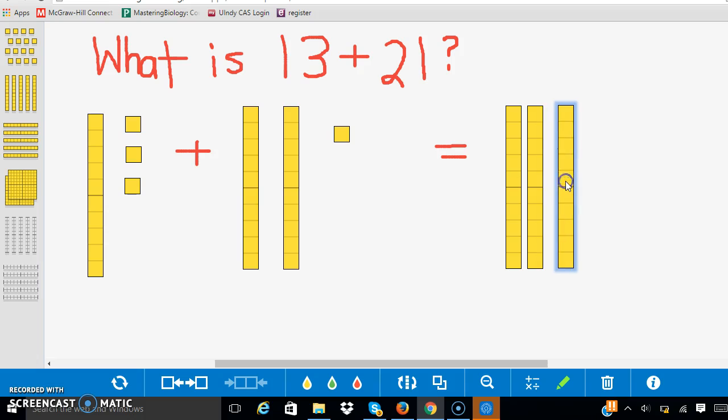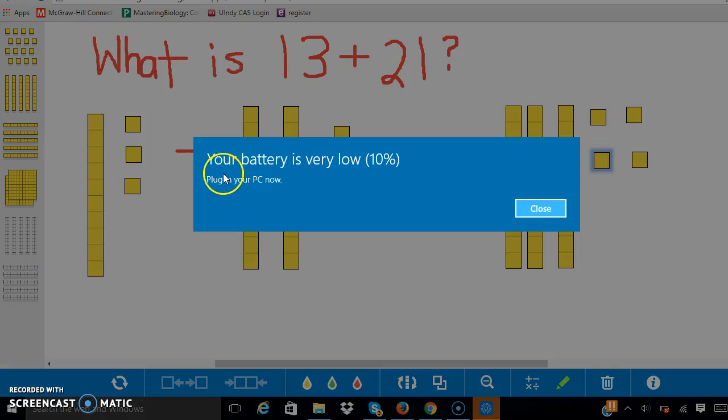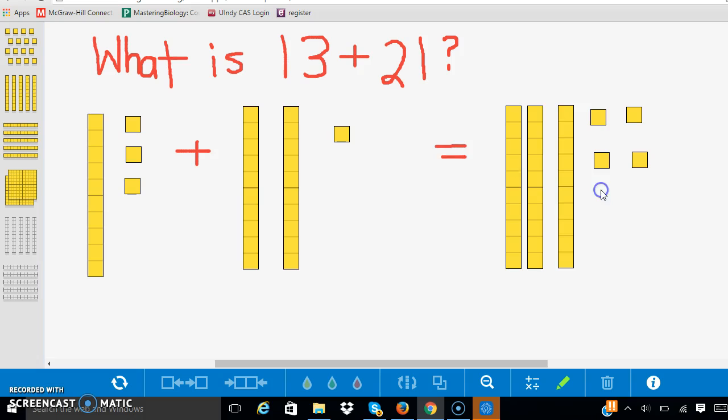And now we're going to count up our units. So that is 1, 2, 3, 4. And we'll put them again after the equal sign. And if we had over 9 units, these little squares, we would have to have another rod to represent that.